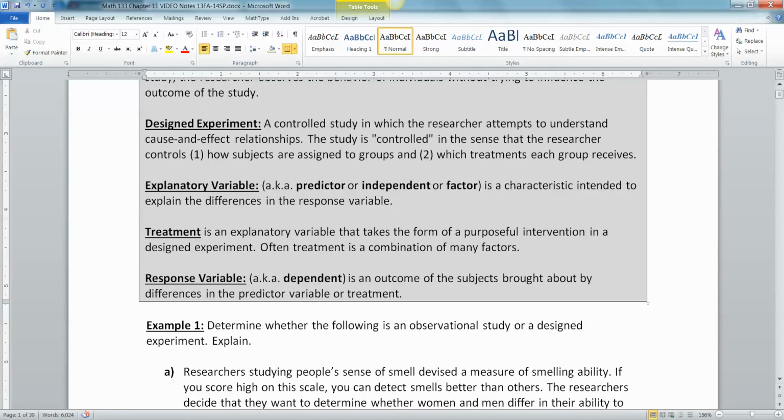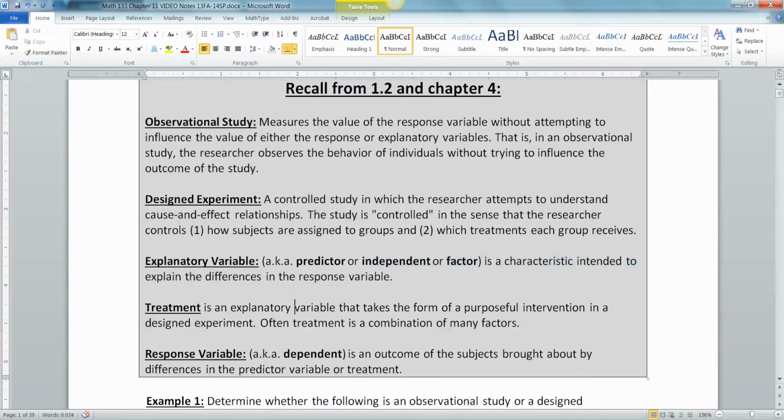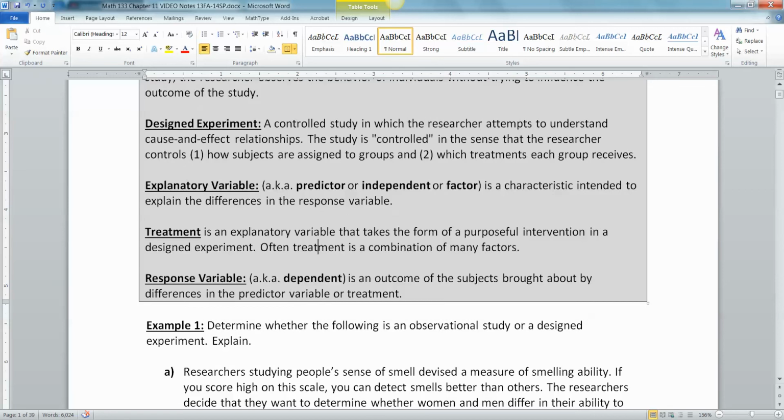Now, an explanatory variable is a characteristic intended to explain the difference in the response variable, right? So it's kind of like your x, your independent variable in algebra. And then a treatment is a very special kind of explanatory variable. There are lots of explanatory variables, but a treatment is one that takes the form of a purposeful intervention. Not all explanatory variables are treatments. So treatments would be things like giving drugs to patients to see if it improves their outcome, then that treatment would definitely be a drug, right? But you don't have to have a treatment for it to be an experiment.